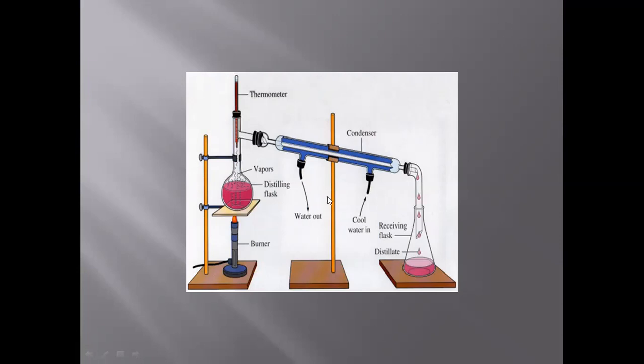the condenser. The hot vapor, when it cools down, condenses into liquid, and the liquid is collected in this flask. The liquid which is collected in this flask is said to be distillate.